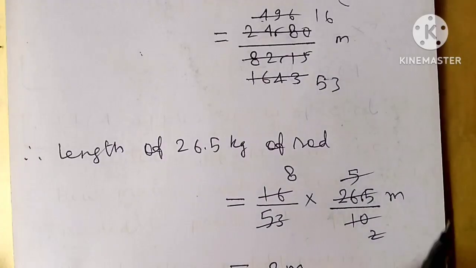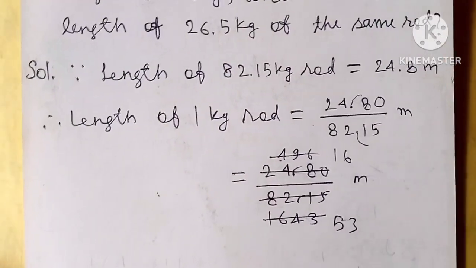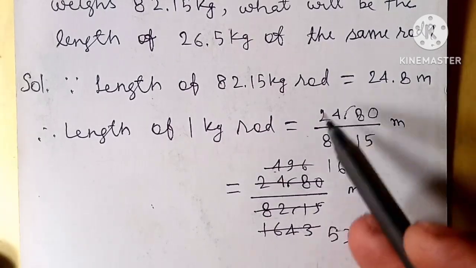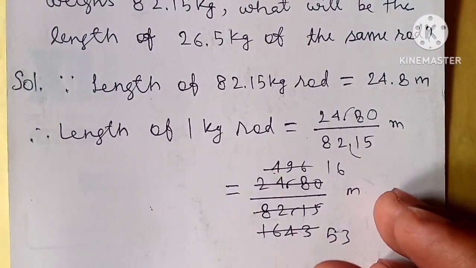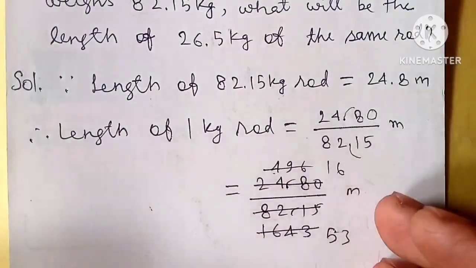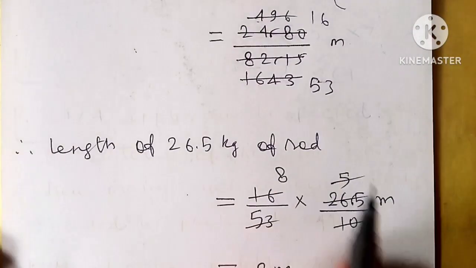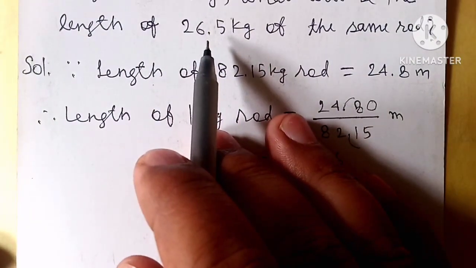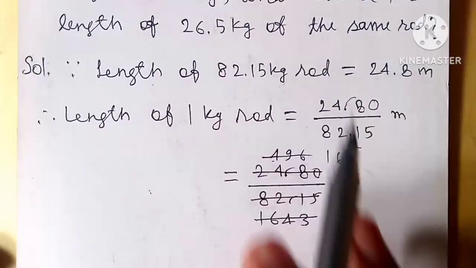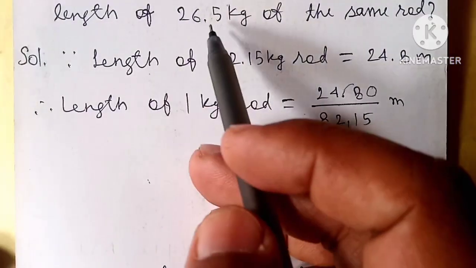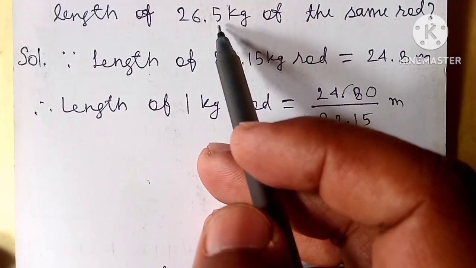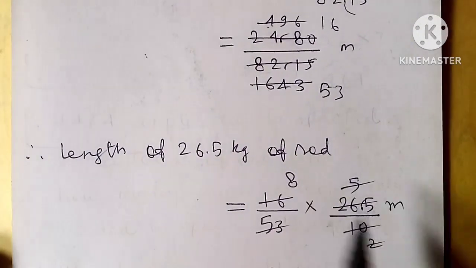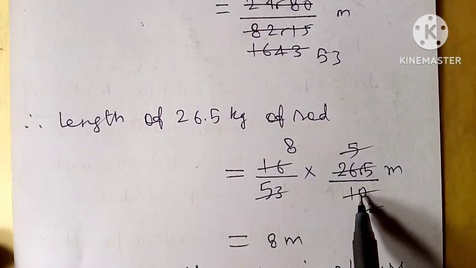So we can see that we should remove the decimal, and for that we make the same number of decimal places and cancel the decimal. Again here we are given 26.5 in the question, and we make it a simple fraction. For that we remove the decimal, and since it has one decimal place, we divide 265 by 10.